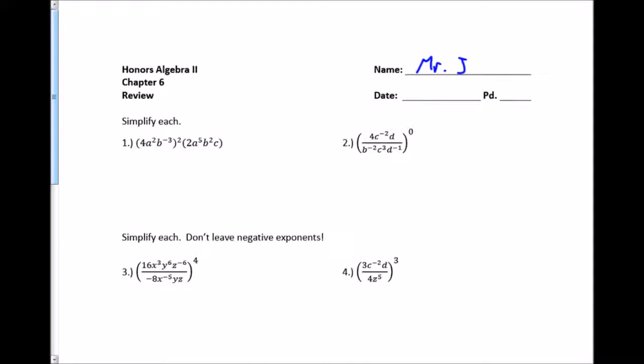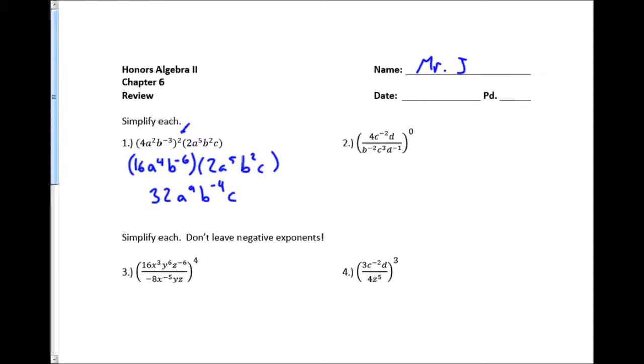If we look at this first one, the first thing we have to do is raise all this to the second power. 4 to the second power is 16. When I raise something to a power, I multiply the exponents. So that's going to be an a to the fourth and a b to the negative sixth. And now I can multiply by the second piece. So that gives me a 32. When I multiply, I add the exponents.